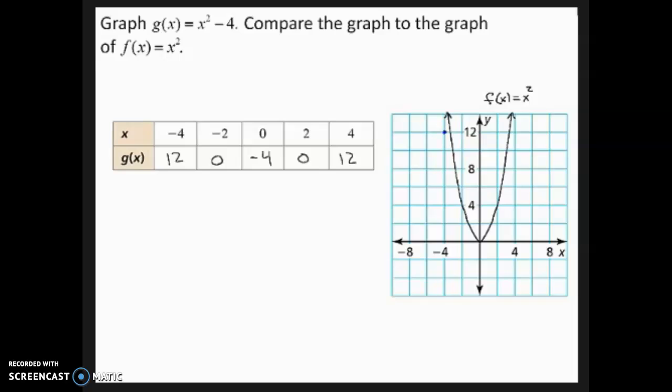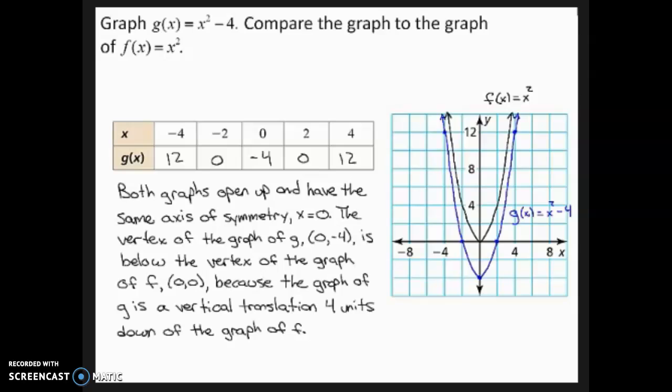Next, plot the ordered pairs (negative 4, 12), (negative 2, 0), (0, negative 4), (2, 0), and (4, 12). Then draw a smooth curve through the points. Both graphs open up and have the same axis of symmetry, x equals 0. The vertex of the graph of g, (0, negative 4), is below the vertex of the graph of f, (0, 0), because the graph of g is a vertical translation 4 units down of the graph of f.